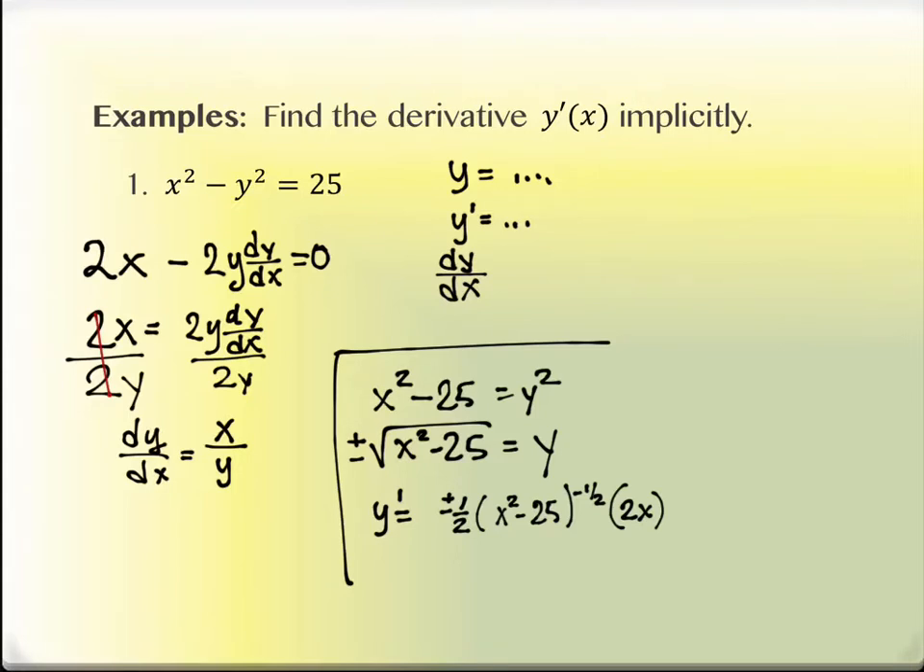Now, on this one, did I have a choice? Yeah, I actually have a choice. Either of those are actually correct. I could do them that way. Don't always have a choice. And in fact, most of the ones in this section, you're not going to have a choice. They're not going to be able to be solved for y.